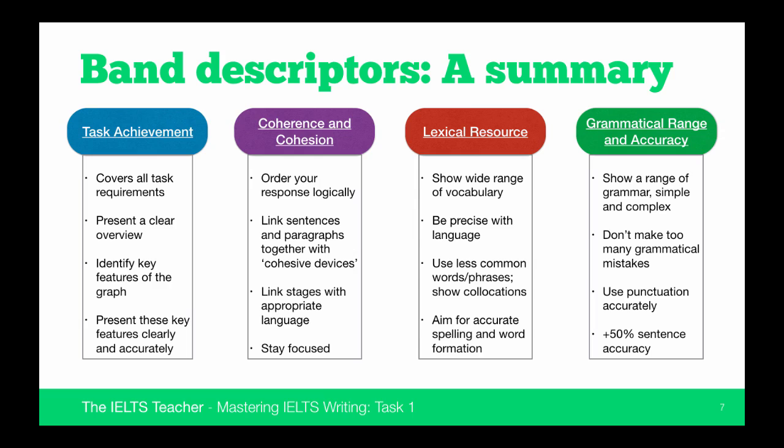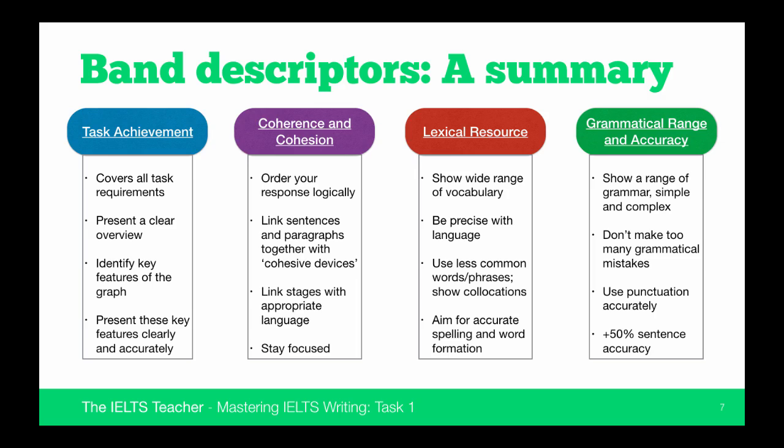Finally, with grammar, we need to show, again, a range. We need to use simple and complex sentences as well, and aim to avoid making too many grammatical mistakes. We need to use punctuation accurately as well as grammar. And in the end, what we should be aiming for is a minimum of a 50% accuracy rate with sentences. So over 50% of our sentences should be grammatically error-free in order to secure a band 7.